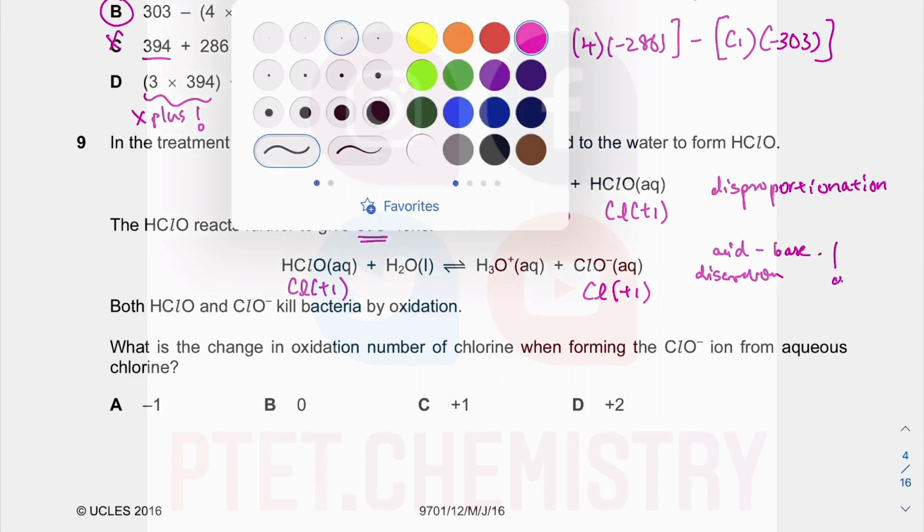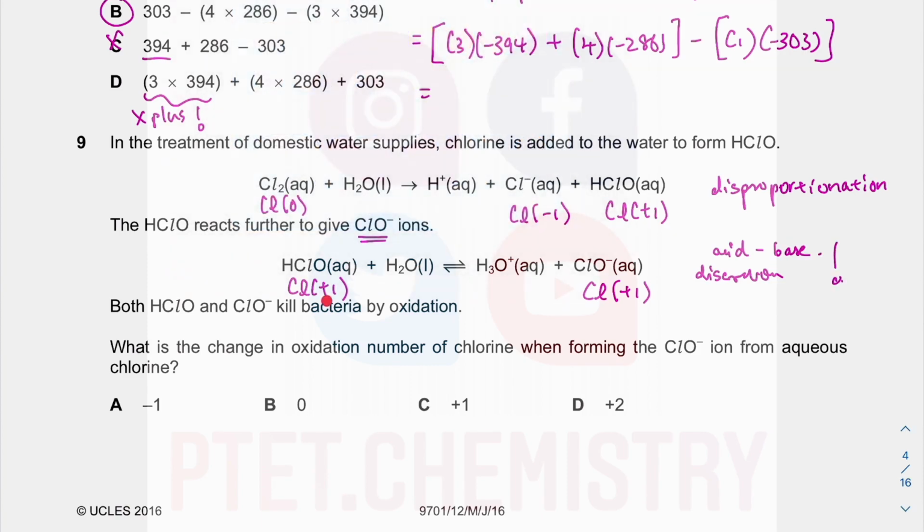So what I'm saying is there is no redox because it is chlorine plus 1. The hydrogen is plus 1. The oxygen is minus 2. Same thing there. The hydrogen is plus 1, the oxygen is minus 2. Hydrogen plus 1, oxygen minus 2. So that's why this is not a redox. Alright.